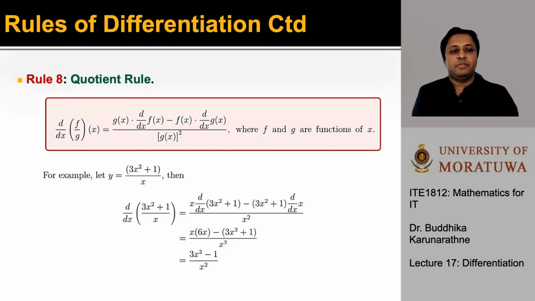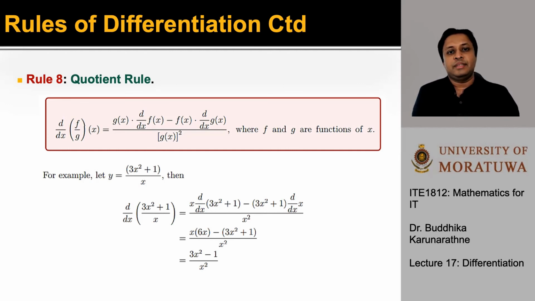So when you have f(x) over g(x), and you need to find the derivative of that kind of function, you have to use this quotient rule, which is, on the numerator, g(x) times d over dx f(x) minus f(x) times d over dx g(x). And on the denominator, you have g(x) squared.